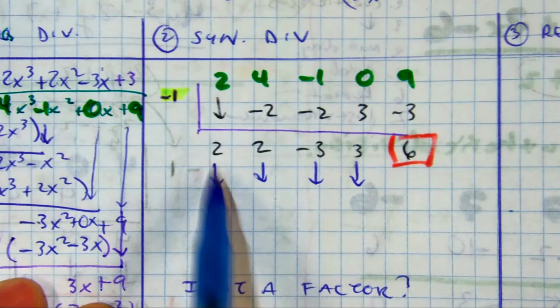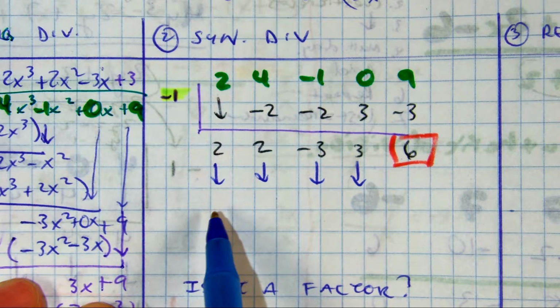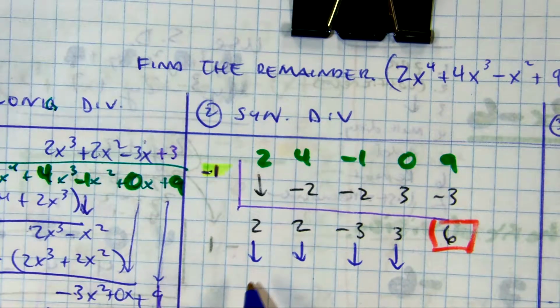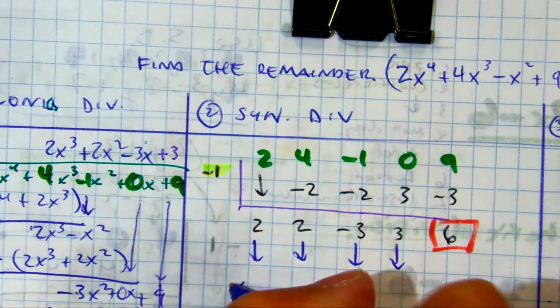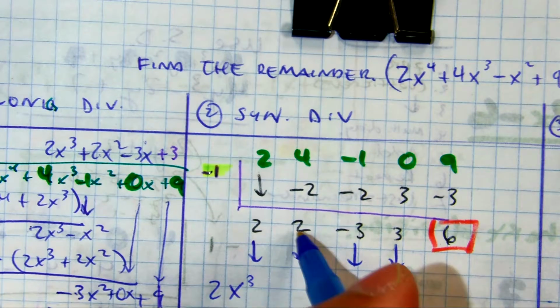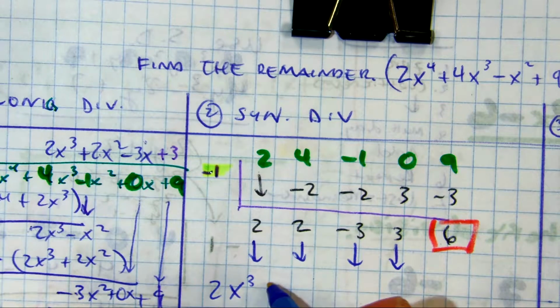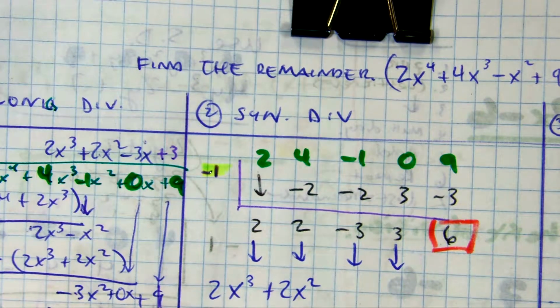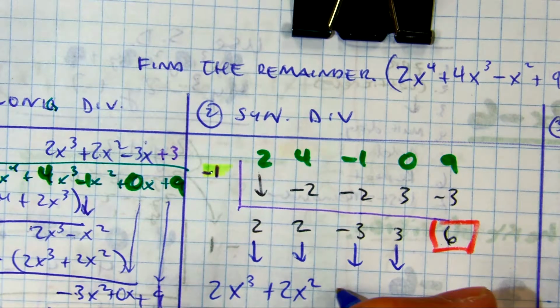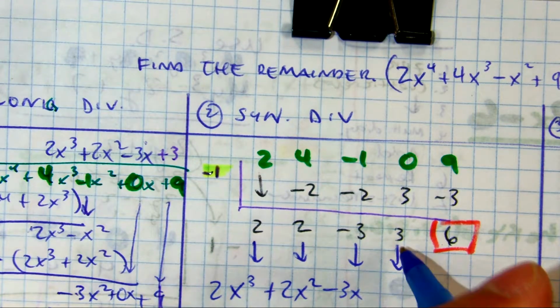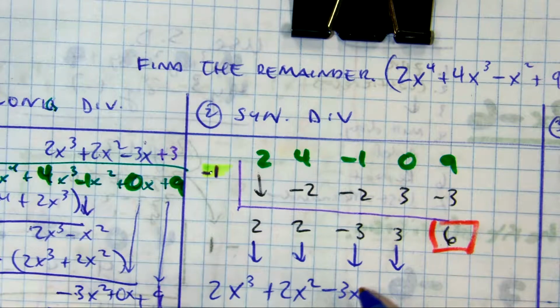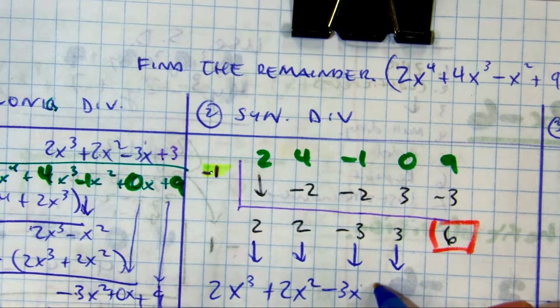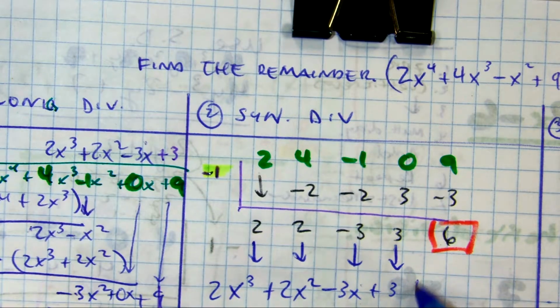Class, what would you say this 2 represents? One less than what we started with, so that would be x. 2x cubed. What does this 2 represent? And just go back in descending order, down by the exponent. This will become what? This one is x to the first, this is x to the 0, so that's just plus 3. And this would be plus 6 over x plus 1.